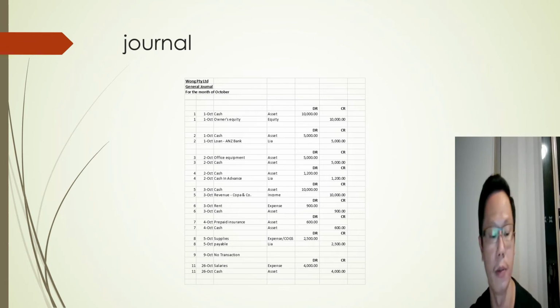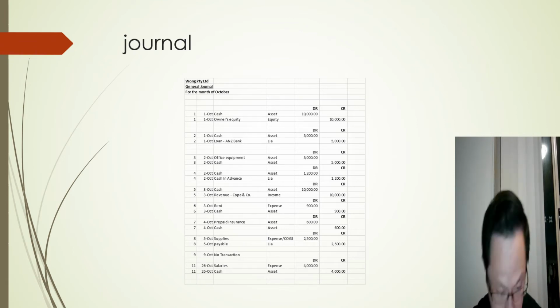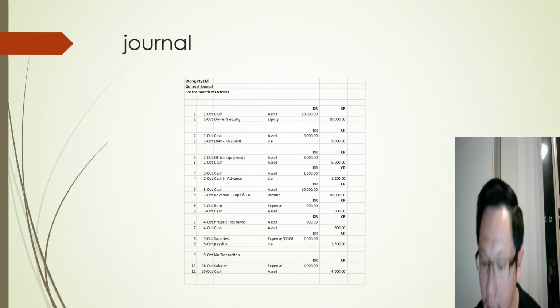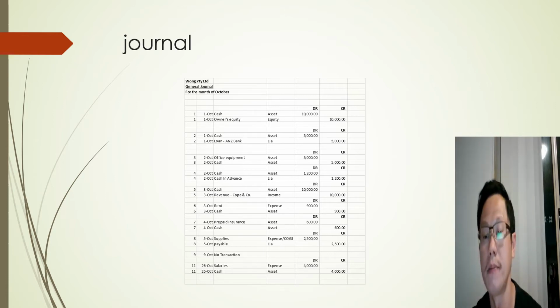Transaction number 2, borrow money from a bank. On the 1st of October, Wong Pty Limited borrowed 5,000 from the ANZ Bank. So this is cash as an asset going up by 5,000 and the loan as liabilities going up by 5,000 as well.